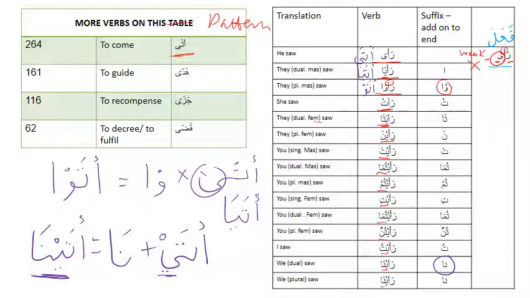Some other verbs on this pattern are ata, hada. Ata means to come, hada means to guide, jaza, to recompense, qada, to decree or fulfill. As you can all see, they all have some weak letter at the end. The weak letter is the ya, and sometimes when it comes to the masculine plural or the feminine, the weak letter is eliminated. However, for the rest of them, the weak letter, which is the ya, stays the same.